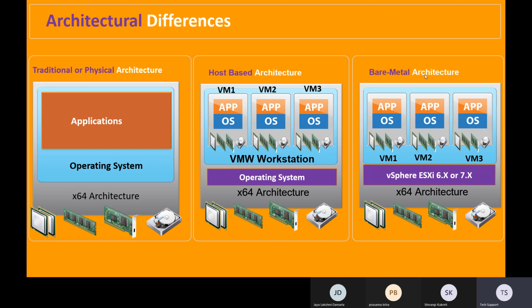When it comes to the bare metal architecture, if you observe the difference, instead of an operating system, the ESXi server itself is an operating system. We have to install the ESXi software directly on the hardware. That is nothing but a bare metal architecture. In this architecture, ESXi runs directly on hardware. On top of the ESXi server, it allows you to create multiple virtual machines. For testing purposes, this diagram shows three VMs: VM1, VM2, and VM3.